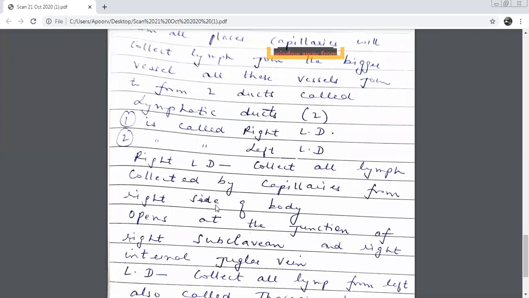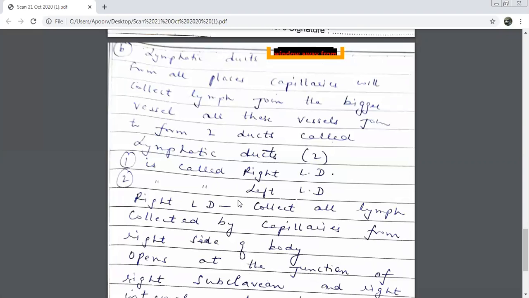Let's come to the right duct. This collects all the lymph collected by the capillaries from the right side of the body. This right duct is going to collect all the lymph which is coming from which part of your body? Right side of the body. See, right part of the heart, right part of the brain, right legs, right arm, everything. All the capillaries on the right side will collect all lymph, and this entire lymph will go to which duct? The right duct or the left duct?